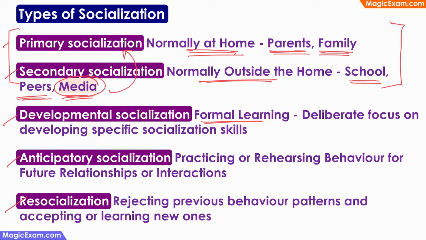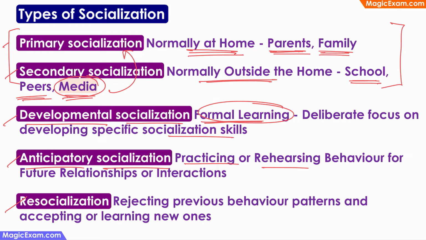Now, developmental socialization is where you are learning a formal skill or a definite type of skill because you are expecting some social situation that will require the use of such skills. For example, if I have to give a public speech, then I might enroll in English speaking classes because I want to be comfortable in speaking English. I might enroll in public speaking classes because I want to be comfortable in talking to a wider audience. Therefore, this is developmental socialization where I'm learning a specific social skill in a formal environment.